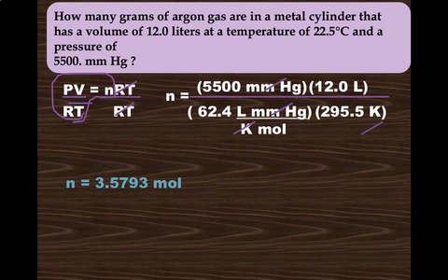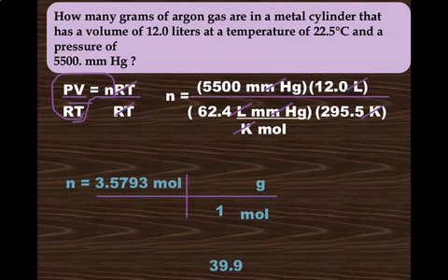There's all my units canceling, so it's out of order a little bit. Put 1 mole on the bottom. I'm going to look up argon on the periodic table, and it's 39.9 grams, and I'm going to multiply across the top, and I get 143 grams, and that's my answer.